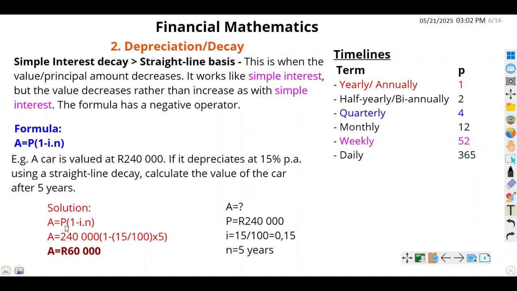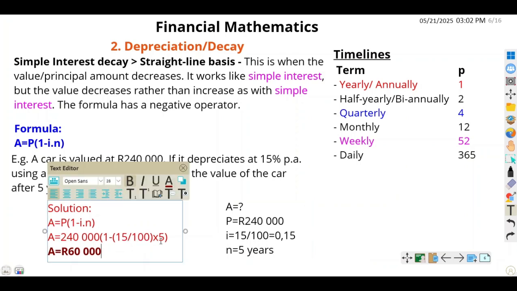A is equal to P into 1 minus, not 1 plus, because this is decay. When you say decay, something is getting reduced, the value is getting reduced. So 240,000 into 1 minus 15% divided by 100 multiplied by n, which is 5.